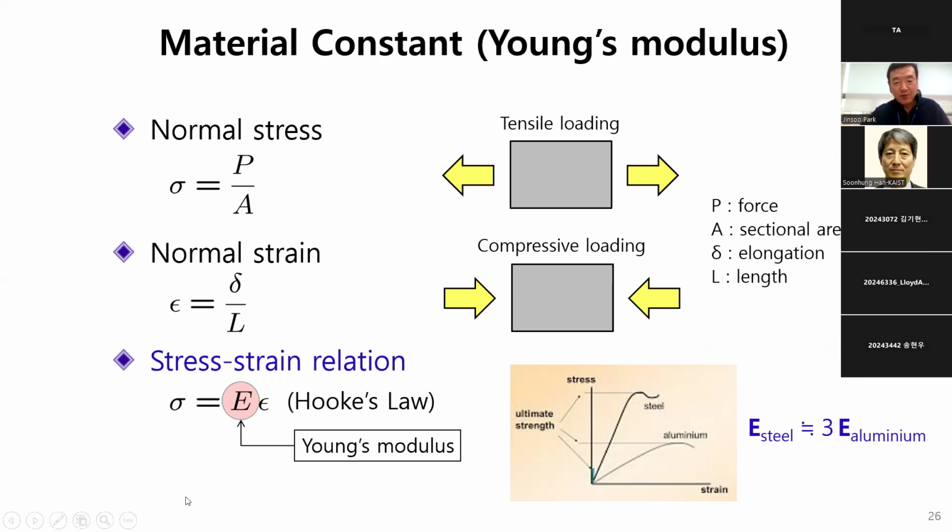In the stress-strain relation, the material constant is called Young's modulus. So the higher the Young's modulus, the stiffer the material. So steel, for example, endures 3 times more force than aluminum.